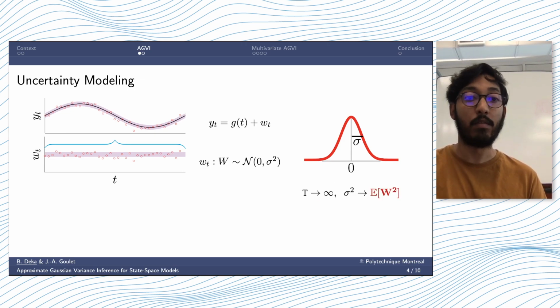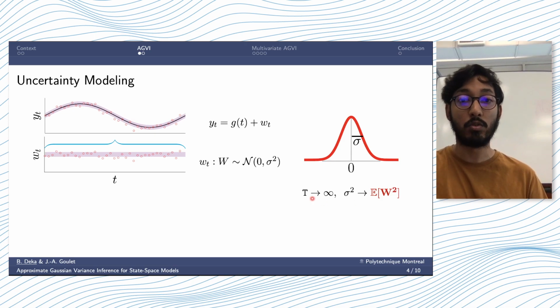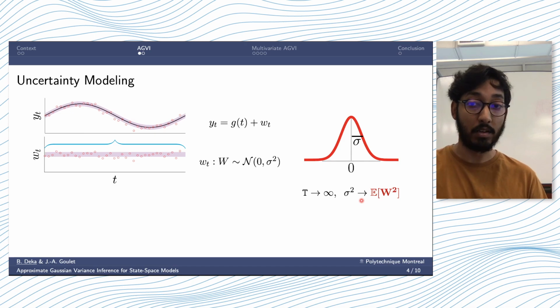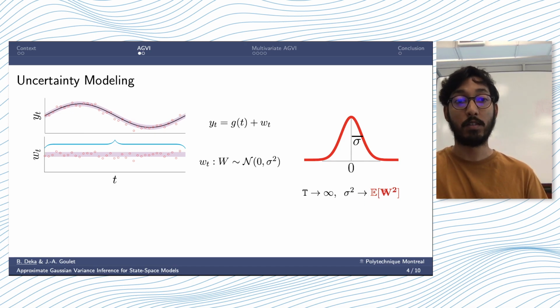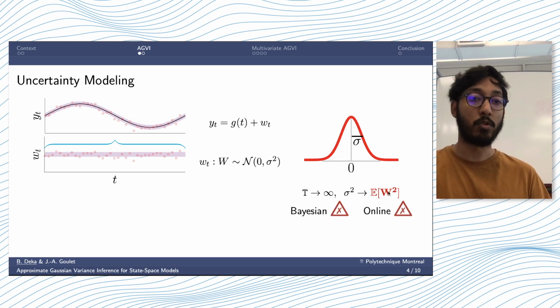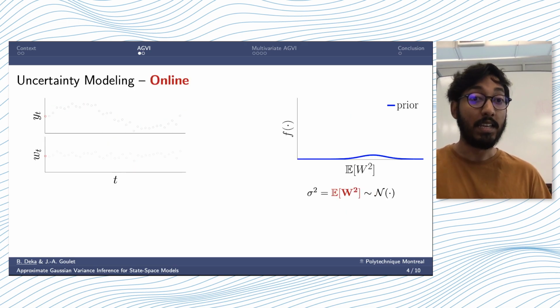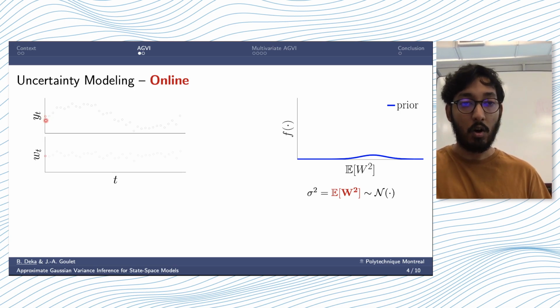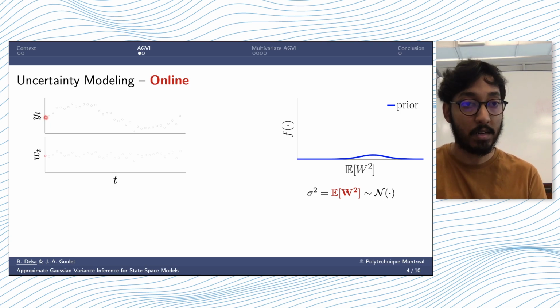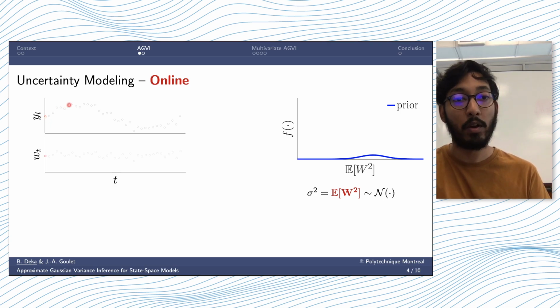Now, in the case that we have a large number of samples, for example, when t goes to infinity, this sigma squared value will tend towards the theoretical value, that is the expected value of w squared. Now, this procedure is neither Bayesian nor online, because in order to use the empirical variance formula, we need all the residuals to be available to us. In case we want to do it online, meaning that we do not have access to the whole time series or all the residuals at once, here we are only observing the first data point, and we will be observing one data point at a time.